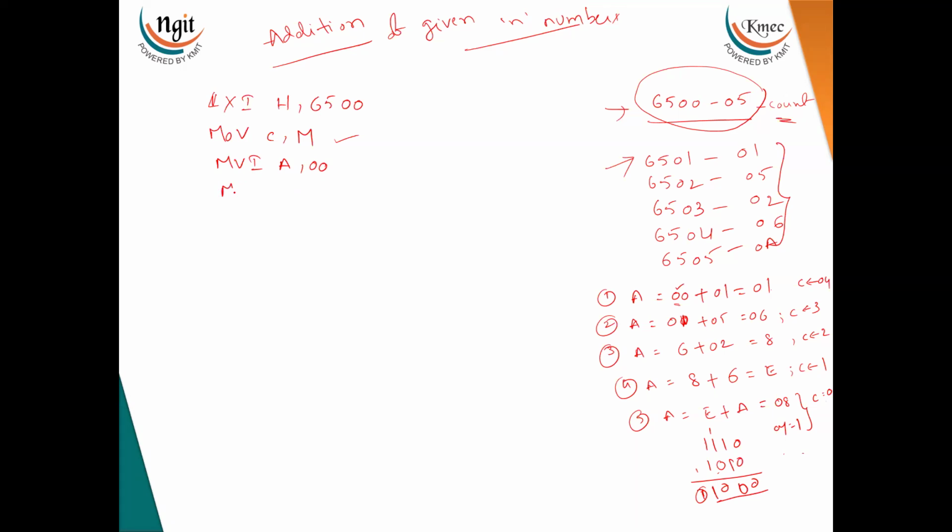And also I have to take care of the carry. Carry I'm initializing, I'm loading into the B register. This is for the carry purpose, and the C register is for the count purpose. C is for the count and B is for the carry.